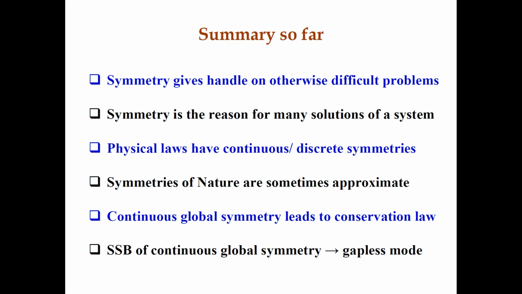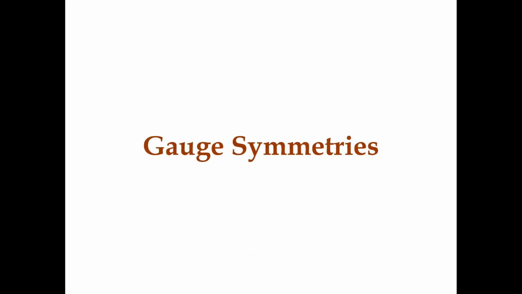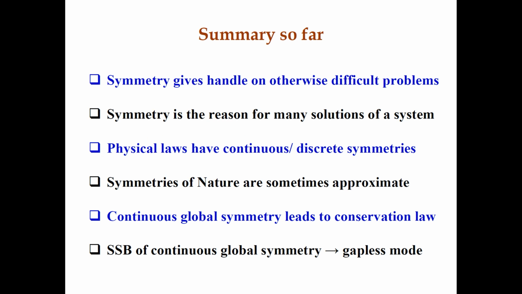So as we have seen, physical laws have a certain number of continuous and discrete symmetries. Symmetries of nature are sometimes approximate, and continuous global symmetry leads to conservation laws, which is Noether's theorem. And finally, the spontaneous symmetry breaking of a continuous global symmetry leads to gapless modes. So by this I would like to end the first part of my talk.